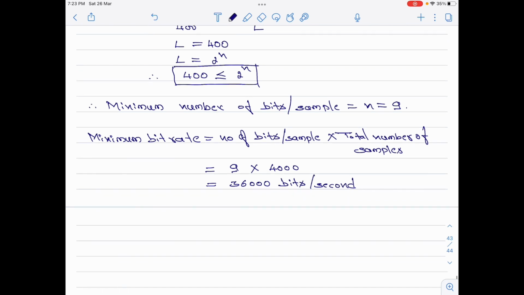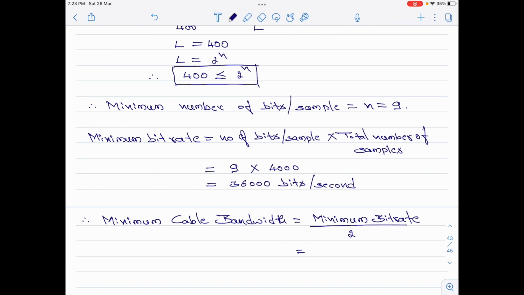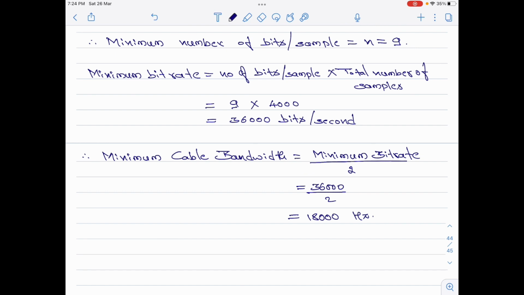After finding the minimum bit rate, it is very easy to find the cable bandwidth because the minimum cable bandwidth is simply equal to the minimum bit rate divided by 2. Therefore, the minimum cable bandwidth is equal to the minimum bit rate divided by 2. That is 36,000 divided by 2 equals 18,000 Hertz. This is the answer for this numerical.